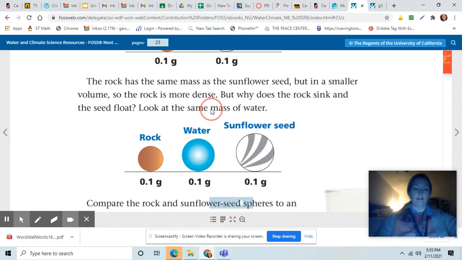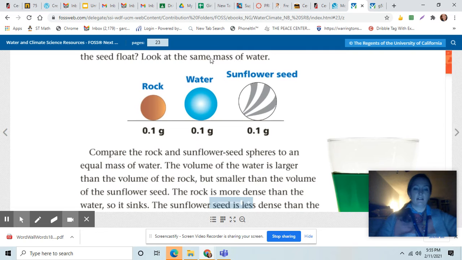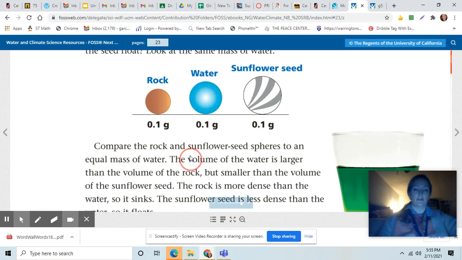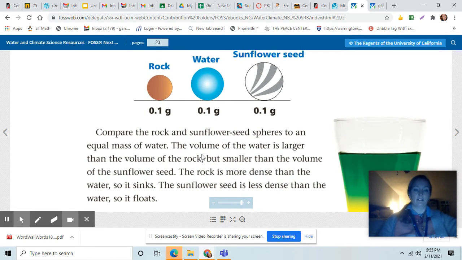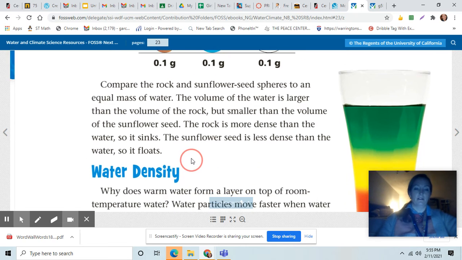And here's water. Compare the rock and sunflower seed spheres to an equal mass of water. The volume of water is larger than the volume of rock. So it takes up more space, but smaller than the volume of the sunflower seed. The rock is more dense than the water, so it sinks. The sunflower seed is less dense than the water, so it floats.